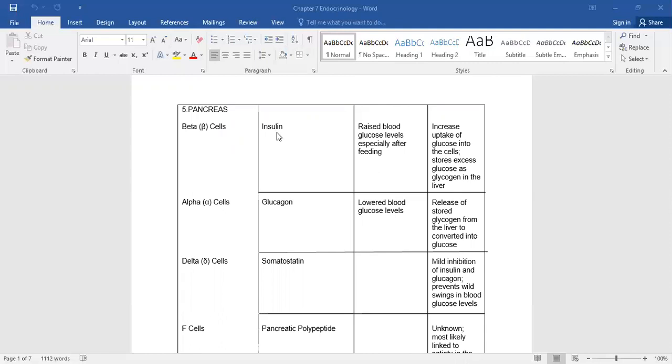So insulin is released by the pancreas, particularly by the beta cells, when there is increased blood glucose levels, especially after feeding. What it does is increase uptake of glucose into the cells and store excess glucose as glycogen in the liver.